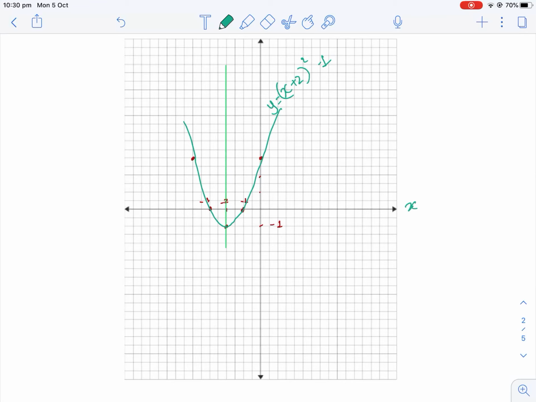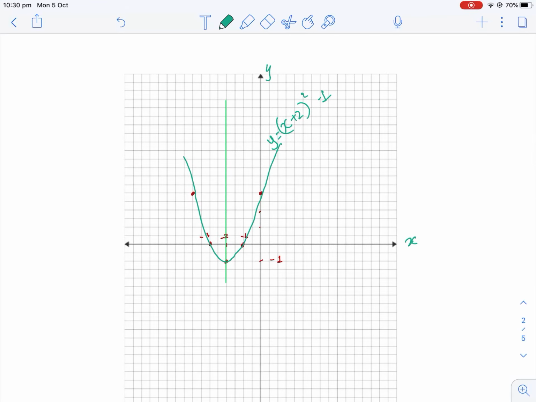This one is x, this one is y. You don't have to make a table of values.